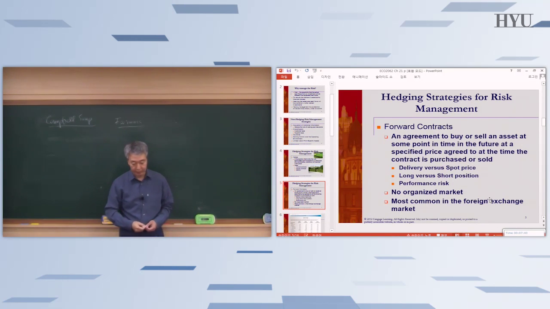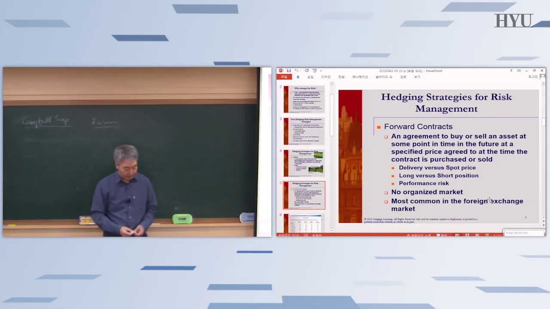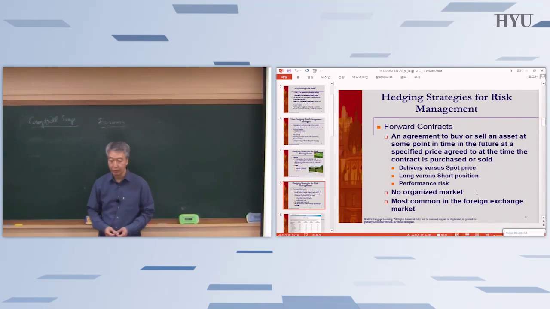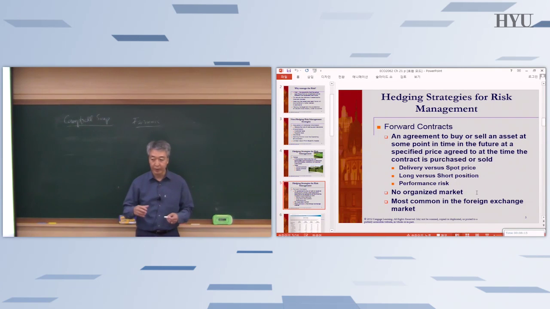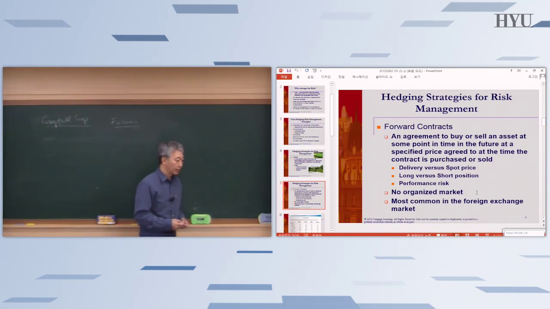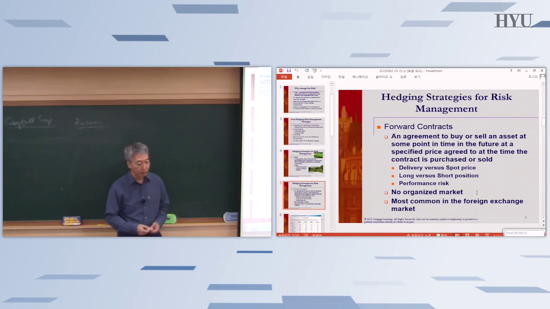Spot price. Long versus short position, I already explained. And it involves performance risk, because this forward contract does not have an organized market, something like CBOE, Chicago Board of Trade, CBOT, right? Or CME, the Chicago Mercantile Exchange. These are the mercantile exchanges where all kinds of commodities, corn, pork belly, oil, all kinds of things are traded. But forward contracts do not have an organized market.